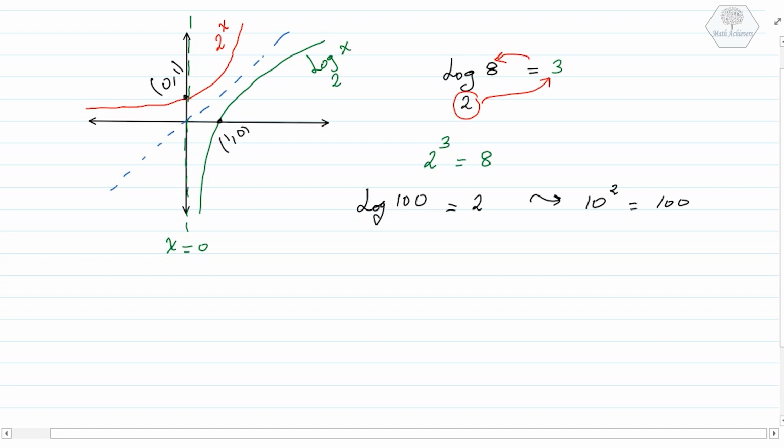Let's check some rules of logs. If I have log A plus log B, when I have a plus sign between two logs, it's simply equal to log A times B. This is rule number 1.